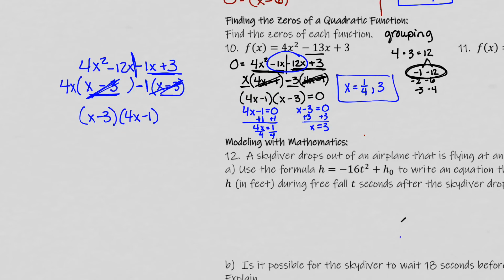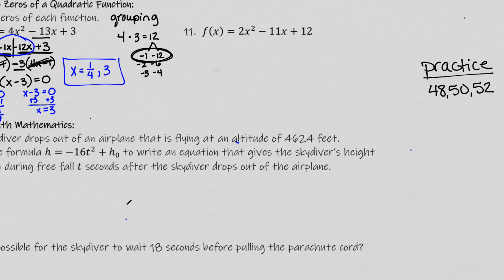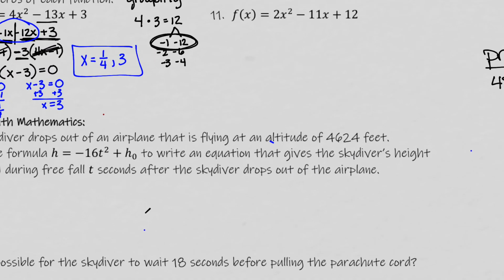Okay? All right, so let's move on and do number 11 here. Just going to draw my line there. All right, I want to multiply A and C together. So if I do that, I'm going to get 24. And I want the factors of 24 that add up to a negative 11. So they multiply to positive, add to negative, so I know they're both negative.